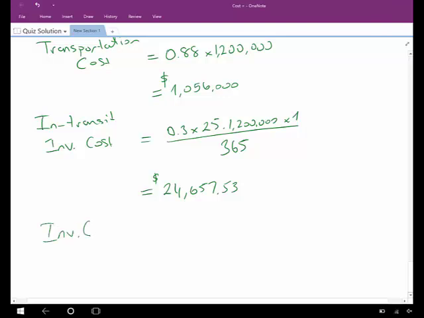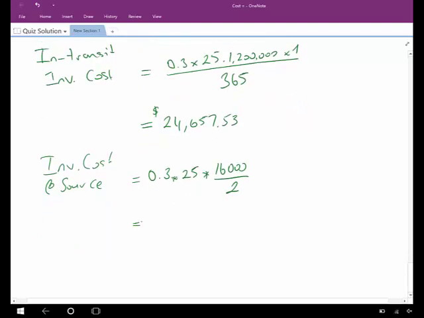Inventory cost at source. Again, it is I C Q over 2 plus safety stock. There is no safety stock information, so I'm going to eliminate that. I is 0.3, C is $25, and if I use air transportation, the shipment quantity is 16,000, and I'm going to divide that by 2. This time the inventory cost at the source facility is only $60,000.